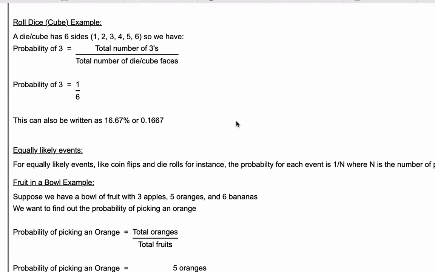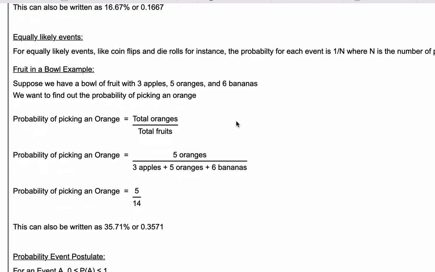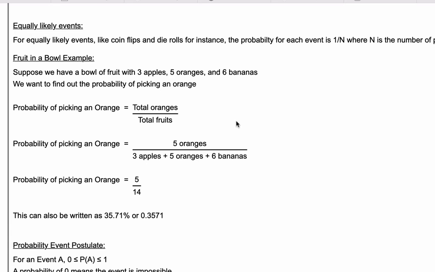Now we can also write this as a percentage or a decimal. So the probability of rolling a 3 is 16.67% or 0.1667. The 2 events we just covered are what's called equally likely events. And when you have these, there's actually a shortcut formula you could use. For equally likely events like coin flips and die rolls, the probability for each event is 1 over n, where n is the number of possible outcomes. So with coin flips, n was 2, and die rolls, n was 6.